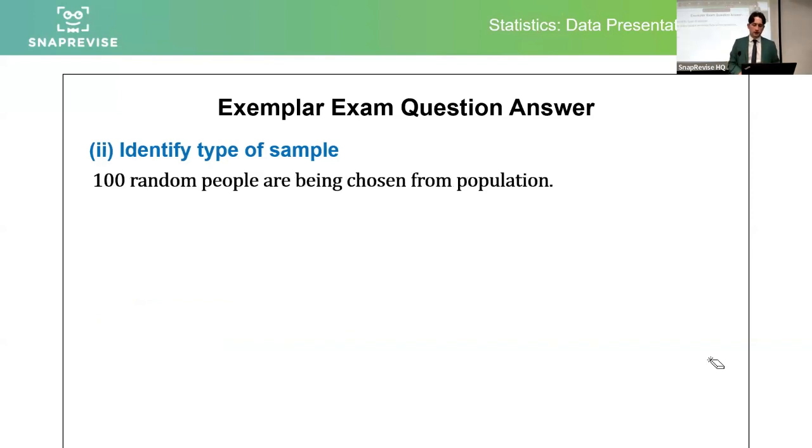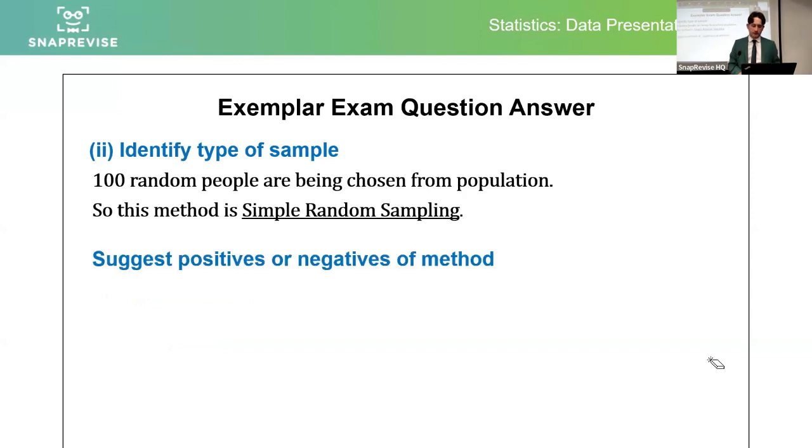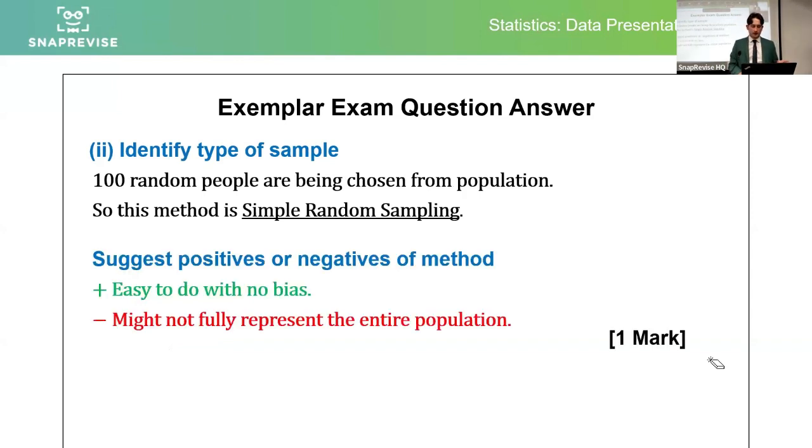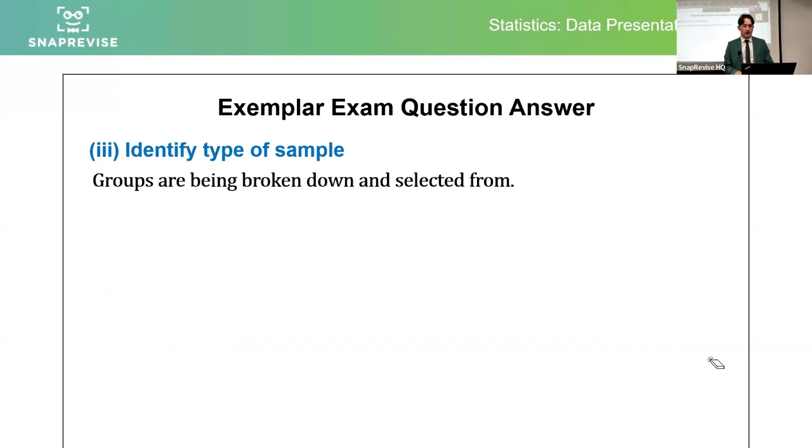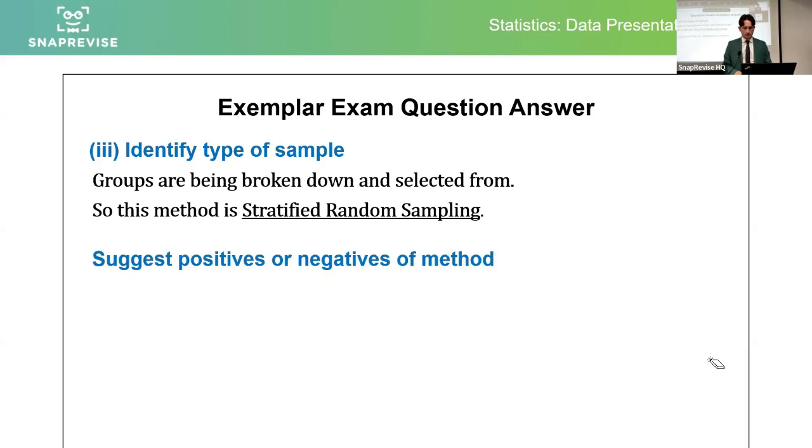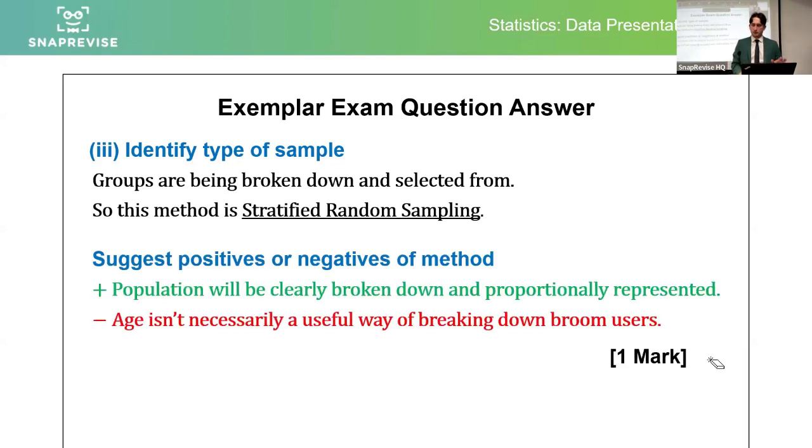So 100 random people chosen from the population. This is simple random sampling. Positives, easy to do without bias, might not fully represent, because again, small amount of people and so on. It's hard to represent everyone with a small sample. And then this one here, groups being broken down by age. This is a stratified sample. Population will be broken down proportionally represented. But it's maybe not the best way of breaking it down for this particular thing. So there might be age categories that literally are just zero, not interested at all.